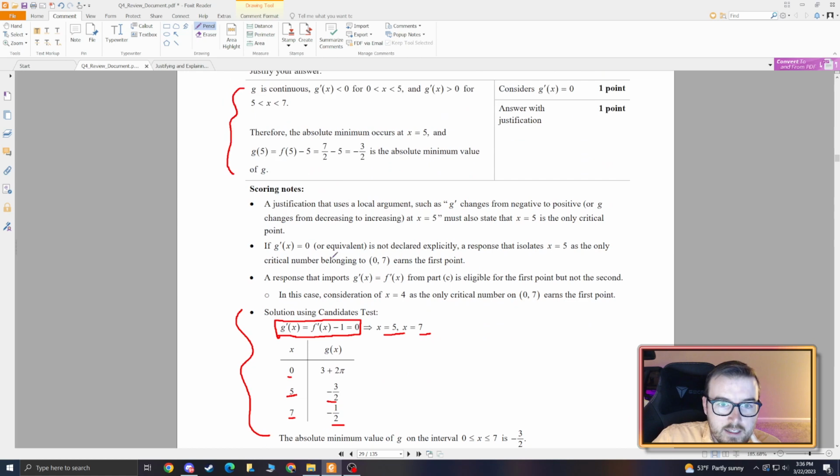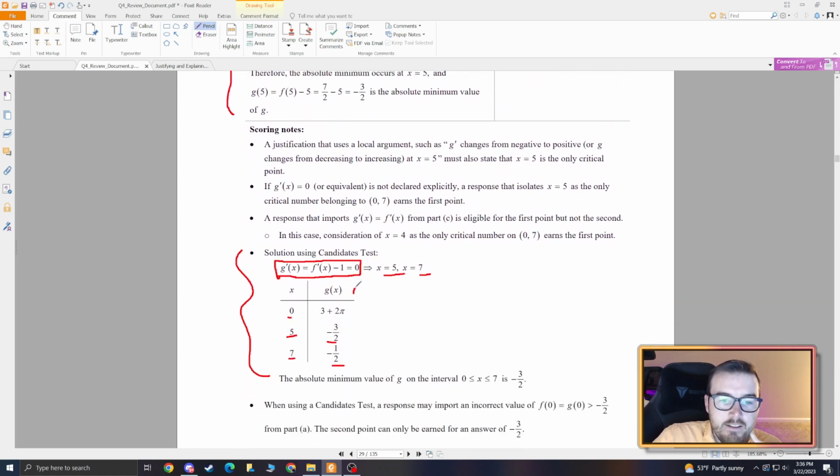So g of x, if you recall, is f of x minus x. Well, we already know what f of 0 is. F of 0 is 3 plus 2 pi from part A. And if x is 0, that means we're subtracting 0, which doesn't do anything. So that means g of 0 happens to be the same as f of 0 because we're subtracting nothing.